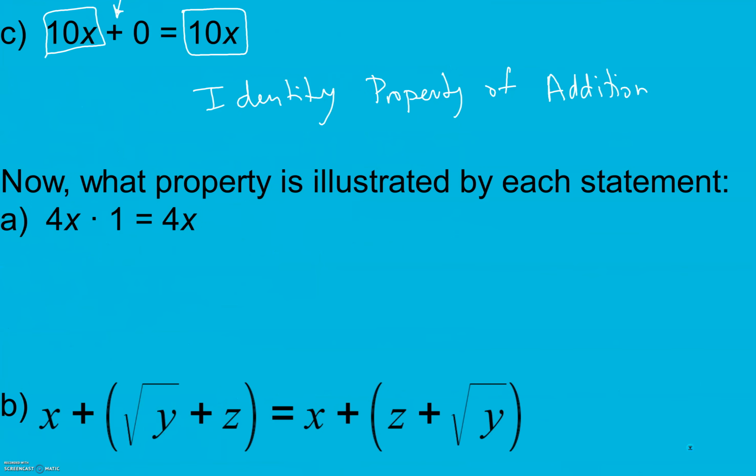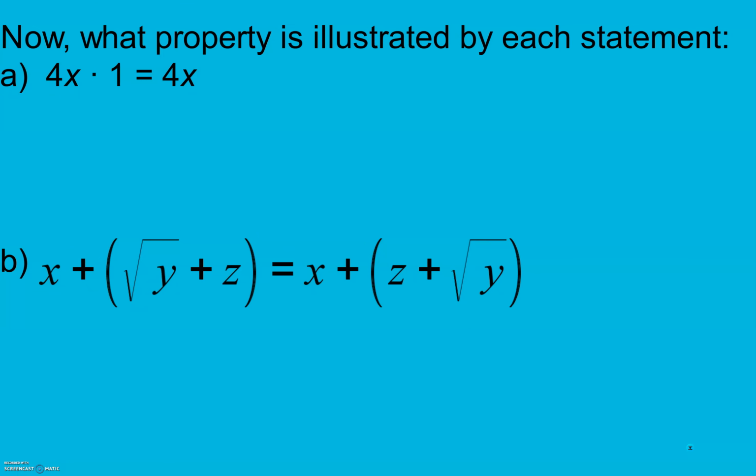Now, feel free to pause here and give this a try if you'd like. In part A, again, if we compare, we don't have the same pieces on the left as on the right. Here I have a 4x and a 1. On the right side, I just have a 4x, so it can't be commutative or associative. Now let's see what's happening. I started off with a 4x, and I end with a 4x. My beginning and my end are identical. We just multiplied by 1, and it didn't actually change our value. So it's the identity property of, and because we're multiplying, multiplication.